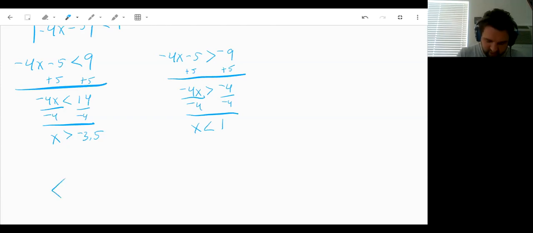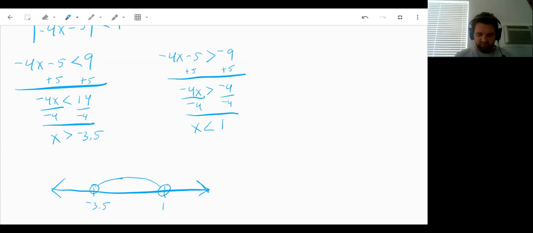Well, that's enough for us to graph our number line. So we'll go from -3.5 to +1. We'll have an open circle at both, and x has to be larger than -3.5, but smaller than 1, so you can actually just connect those circles.